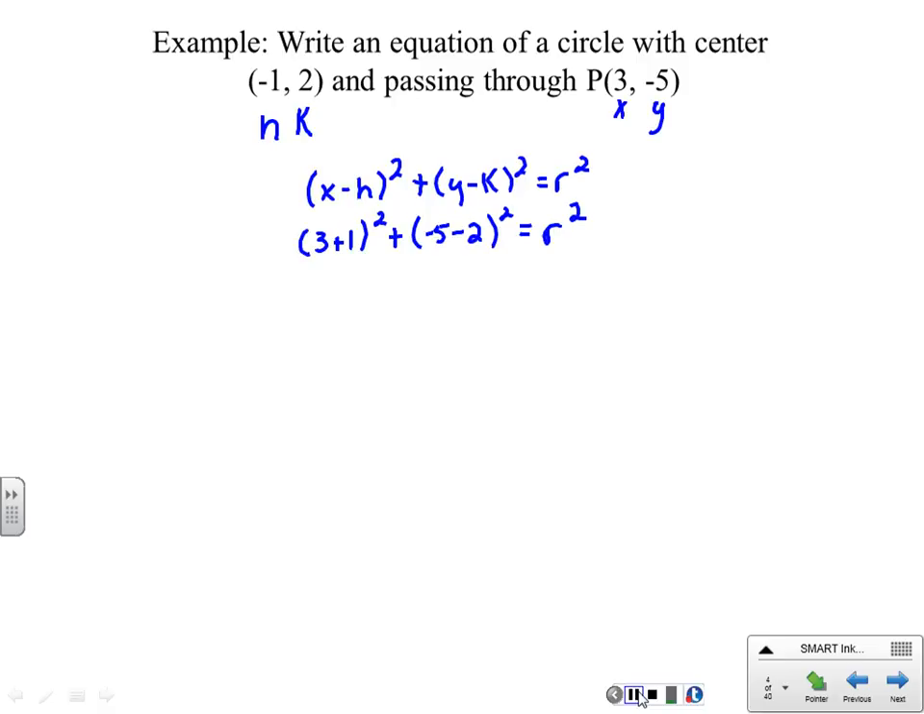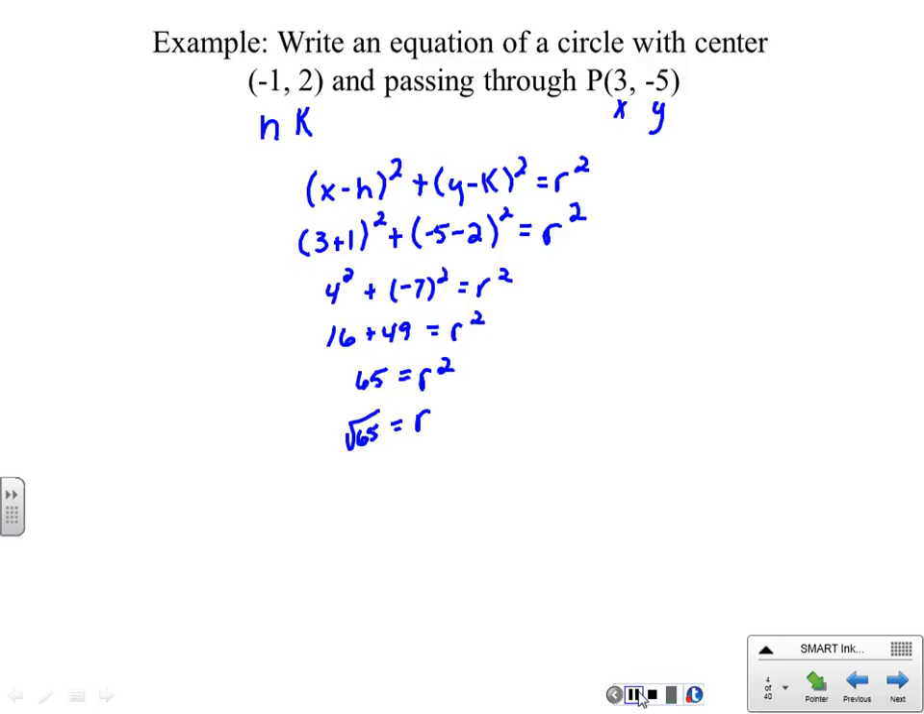So again, if you want to learn the distance formula, that is one way to skin the cat, but here's the other. So you're going to have 4 squared plus negative 7 squared is equal to r squared. So we have 16 plus 49 is equal to r squared. 16 and 49 is going to be what? 65. Is equal to r squared. And so your radius is, well, we'll just leave it as square root of 65, but let me explain to you why.